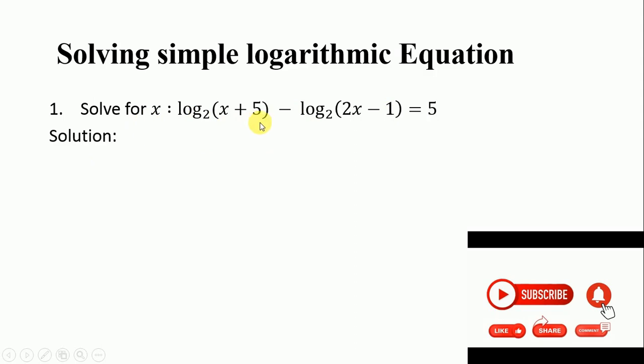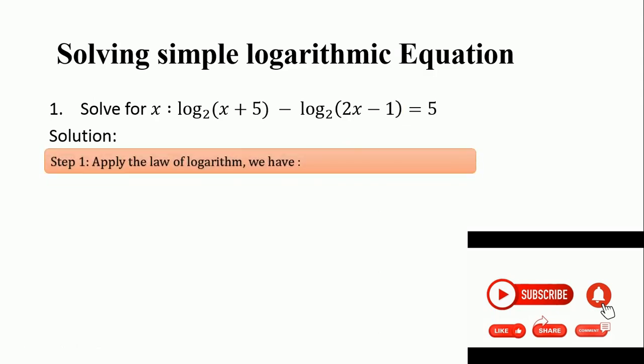It is a logarithmic equation for two reasons. One, it involves logarithm. You can see the log. Two, there is an equality sign. That's what qualifies this to be a logarithmic equation. So in a nutshell, a logarithmic equation is an equation that contains logarithm and an equality sign. How do you solve this?